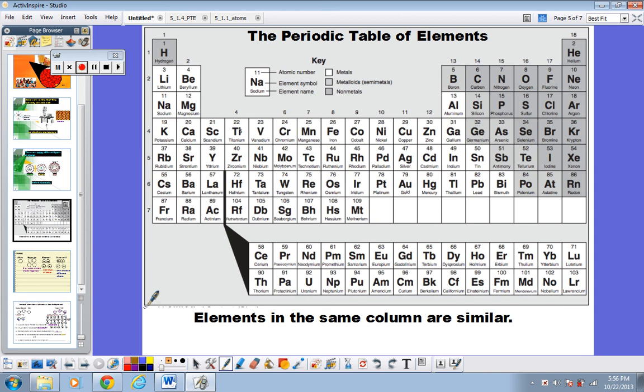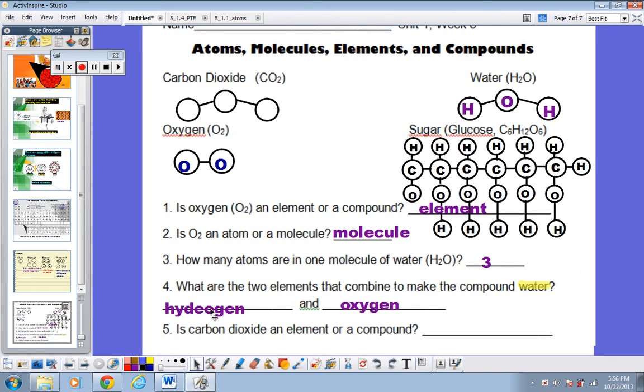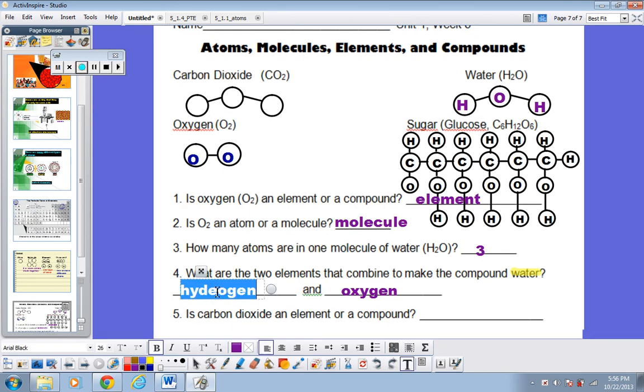Let's find H first. Oh, here's H. It's number 1. H is right here. And where is O? Let's see. Oh, here's O. All right, so now I need to look at the names of my atoms. H, it says hydrogen. So I'm going to copy that name. And O is oxygen. So I'm going to copy that name. So let's go back to our worksheet. For my answer for number 4, hydrogen and oxygen are the 2 elements that combine to make the compound water. Oh, I spelled hydrogen wrong. Let's fix that.